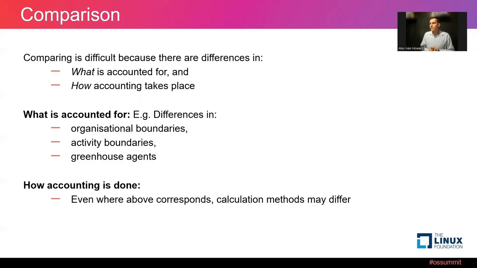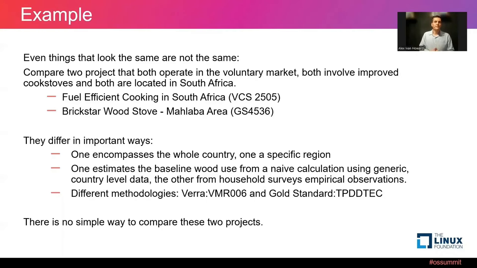So comparing is difficult in these circumstances, because there are differences in what is accounted for and how accounting takes place. When you think about what is accounted for, there are differences in boundaries, for example in organizational boundaries or in activity boundaries, or even in the greenhouse gases that accounting takes place for. And even when those things are the same, even if you account for the same organizational boundaries, the same activity boundaries, the same greenhouse gases, there are different calculation methods. And those things are not always made explicit.